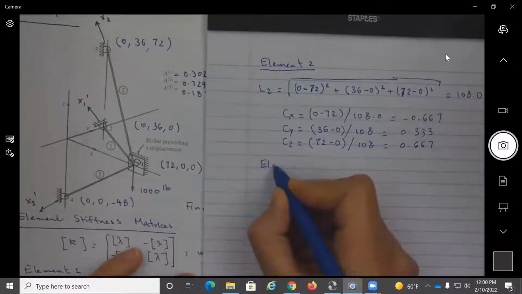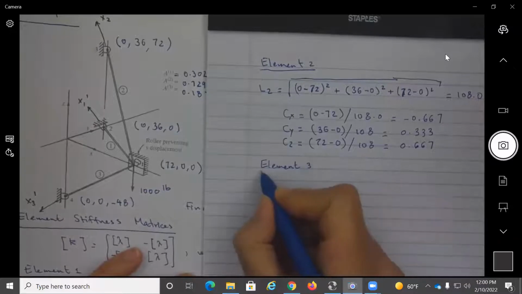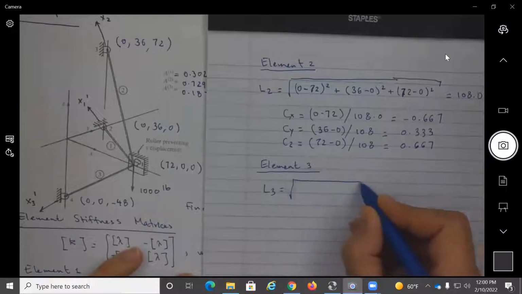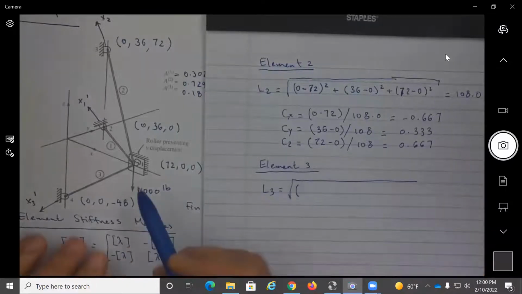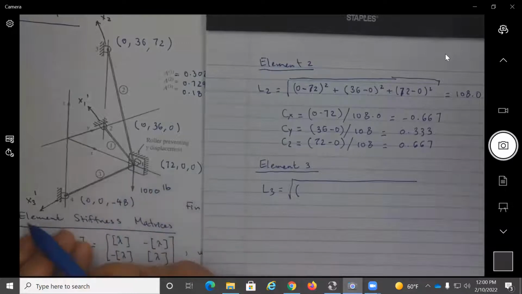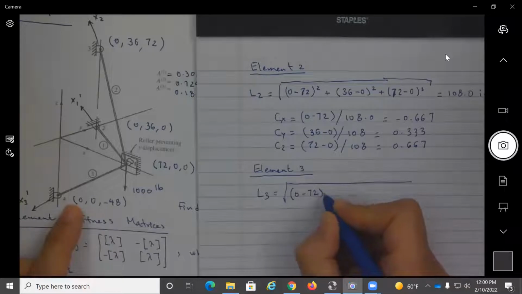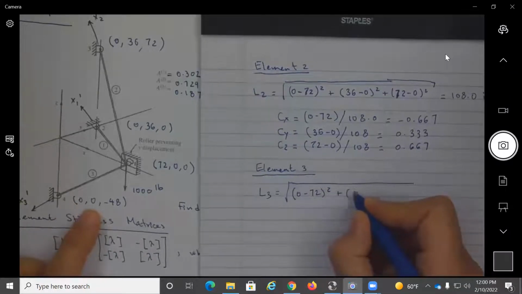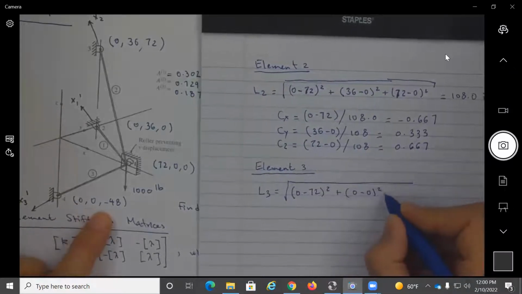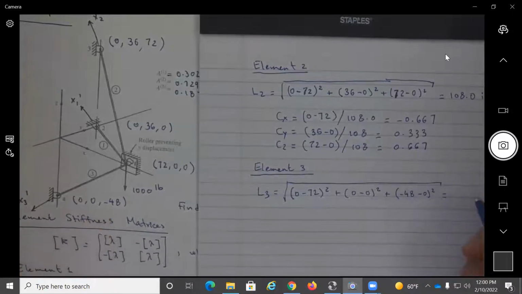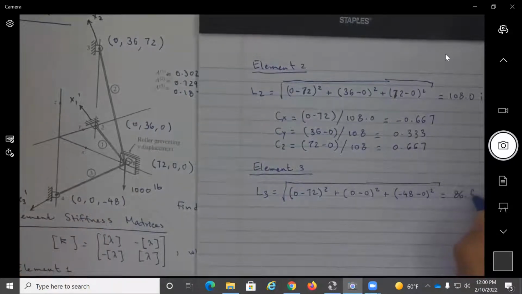Next, we go to element 3. I have an L3 that is equal to the square root of. So element 3 extends from 1 to 4. So I would be looking at a 0 minus 72 squared plus 0 minus 0 squared plus minus 48 minus 0 squared. And I get here 86.533 inches.